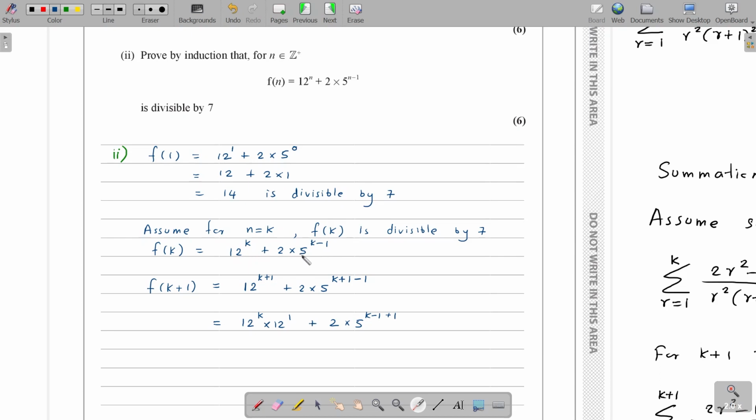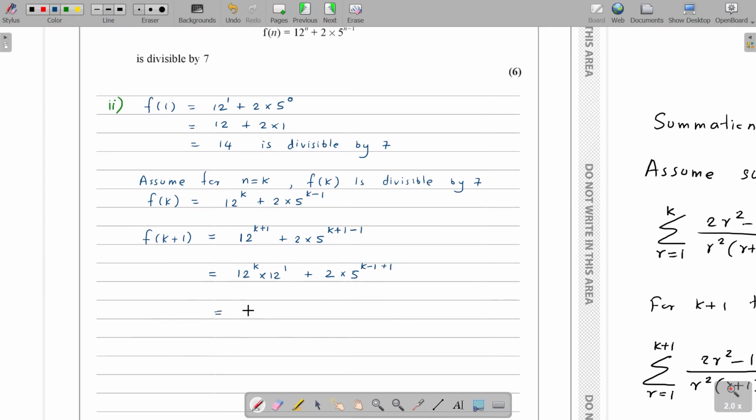So I get here 12 to the power k into 12 plus 2 into, how will I break it? 5 to the power k-1 into 5 to the power 1. So this is 12 times 12 to the power k. Here of course 5 times 2 I can make it a 10, right? 10 into 5 to the power k-1. Do you agree with me?